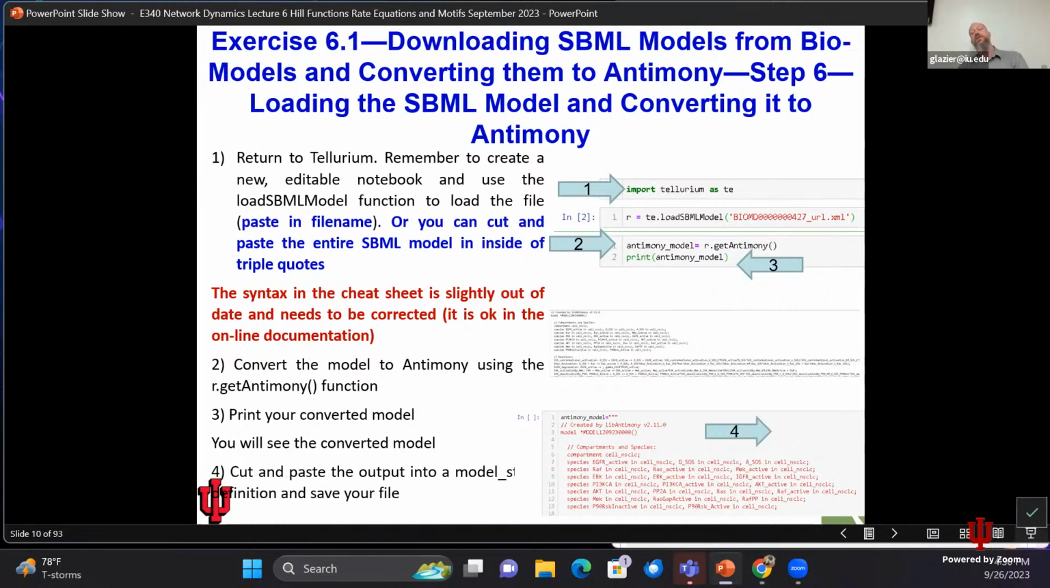And as an exercise, you can go back and forth. You can convert the antimony back into SBML and so on. And so this is a pretty useful function to have.